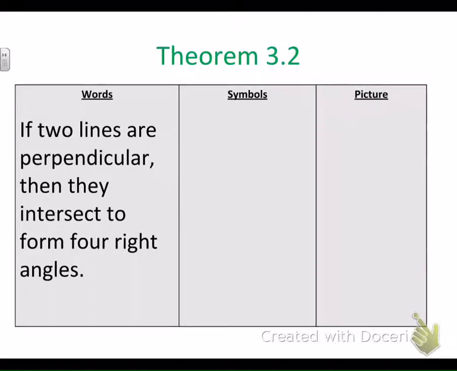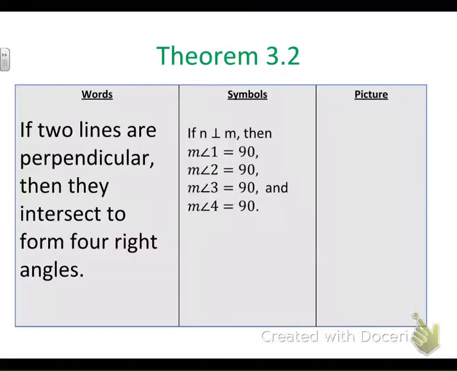Theorem 3.2, if two lines are perpendicular, then they intersect to form four right angles. So the symbols for that, if N is perpendicular to M, then the measure of angle 1 equals 90 degrees, the measure of angle 2 equals 90 degrees, the measure of angle 3, and so on. So that would be what the picture would be like. These are all right angles on here.